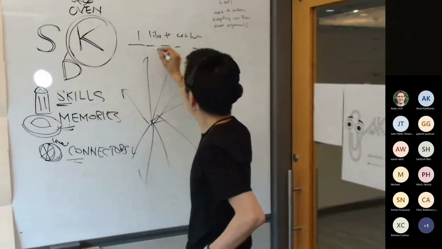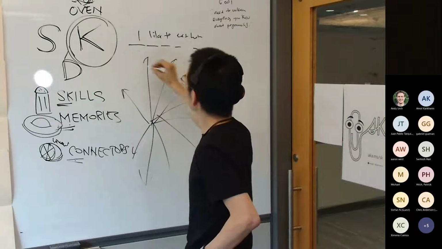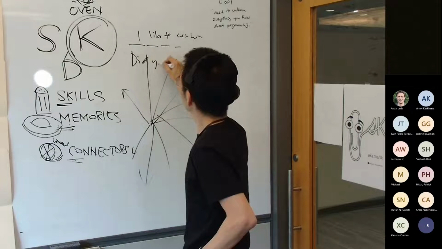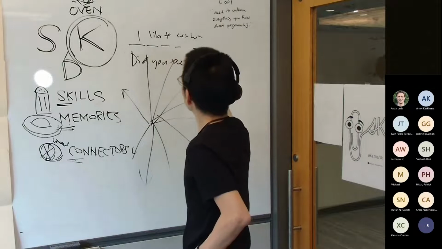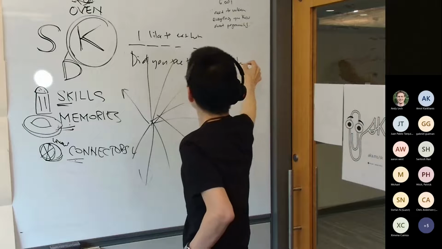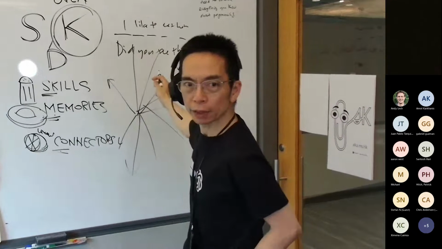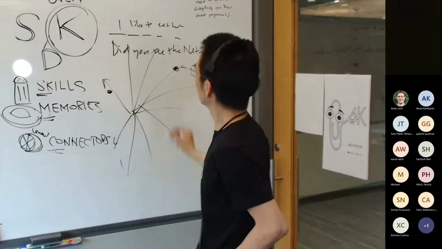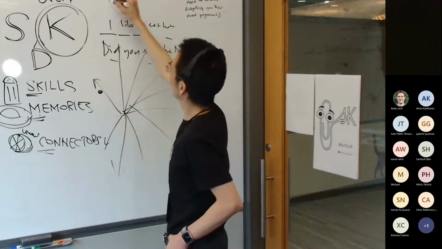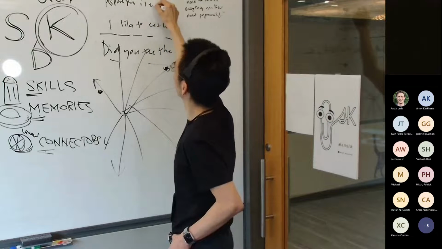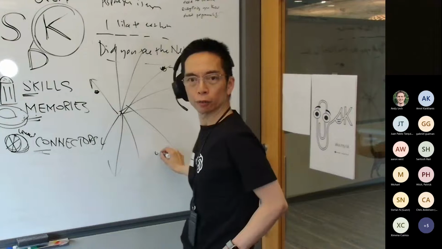So I like to eat hot dogs over here. And did you see the Netflix show? It's probably not going to be in that cluster there. It's going to probably be, let's say it's over here. And let's say I have another sentence like asparagus is expensive. That might be over here.